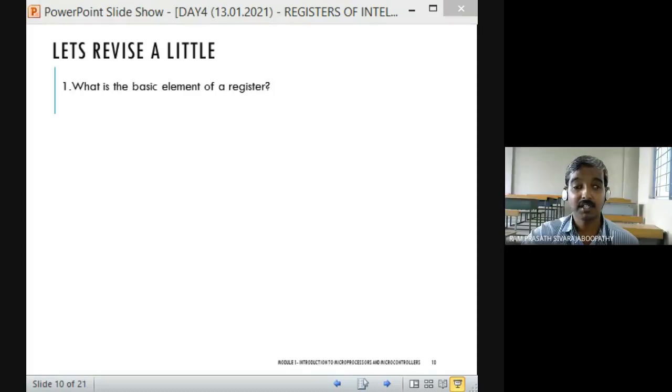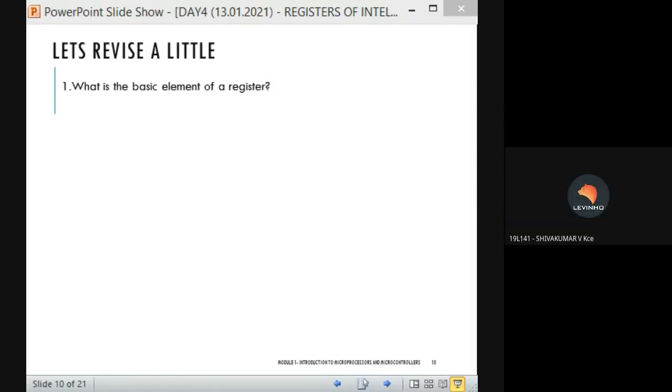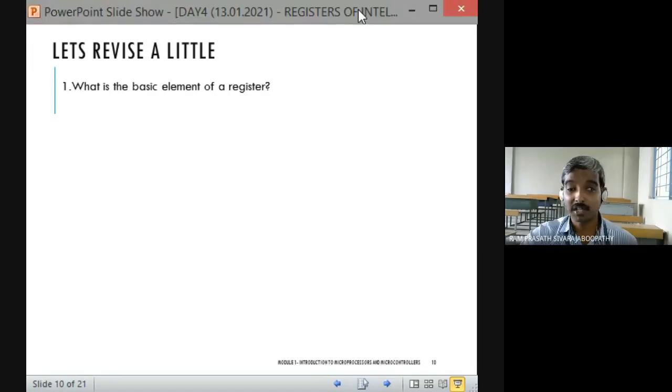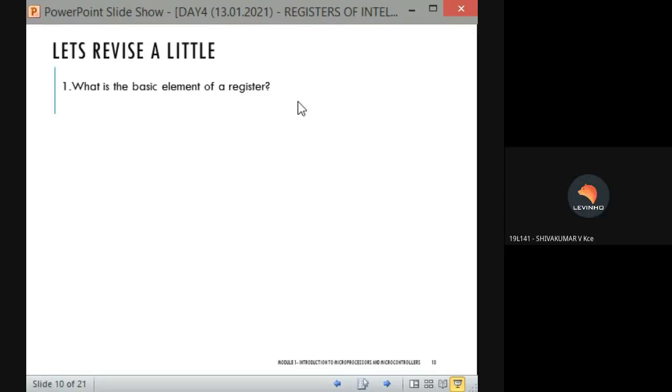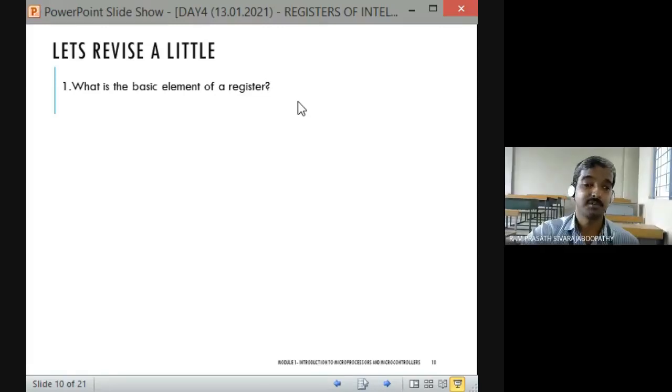Okay, 19L141 Shivakumar. Yes sir. I think you have typed in the chat. Can you say it? What is the basic element of a register? Sir, flip-flops and latches, sir. Yes, very good, Shivakumar. Thank you. So the basic element of a register is the flip-flop. You can mute yourself, Shivakumar.